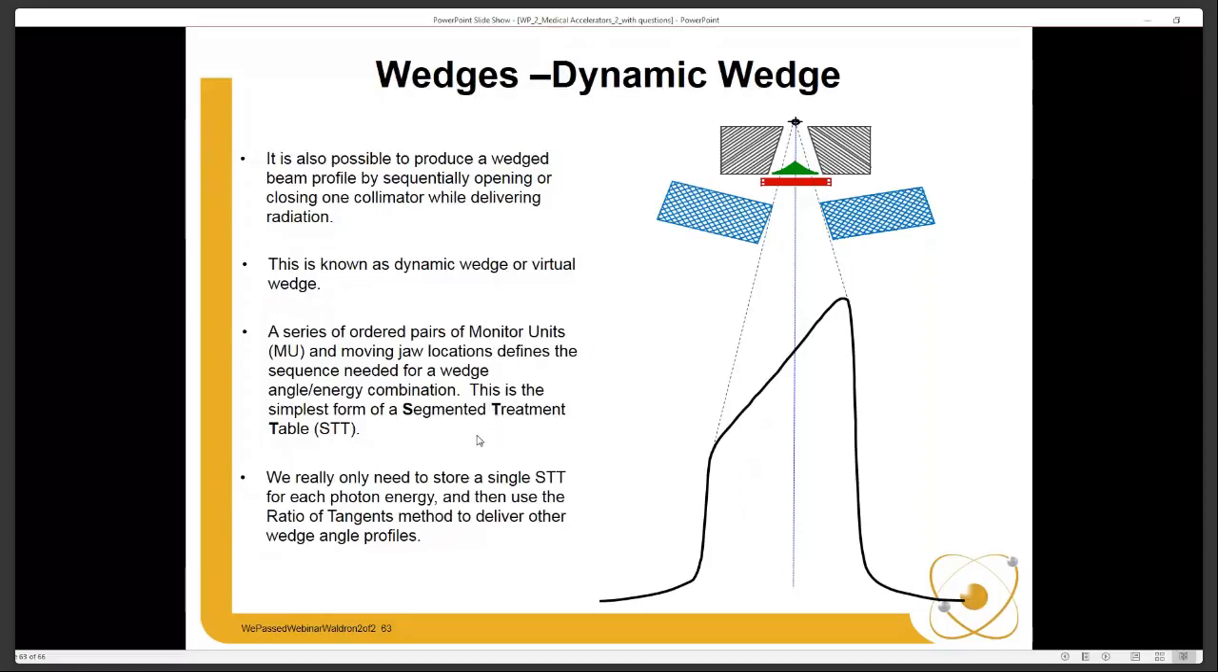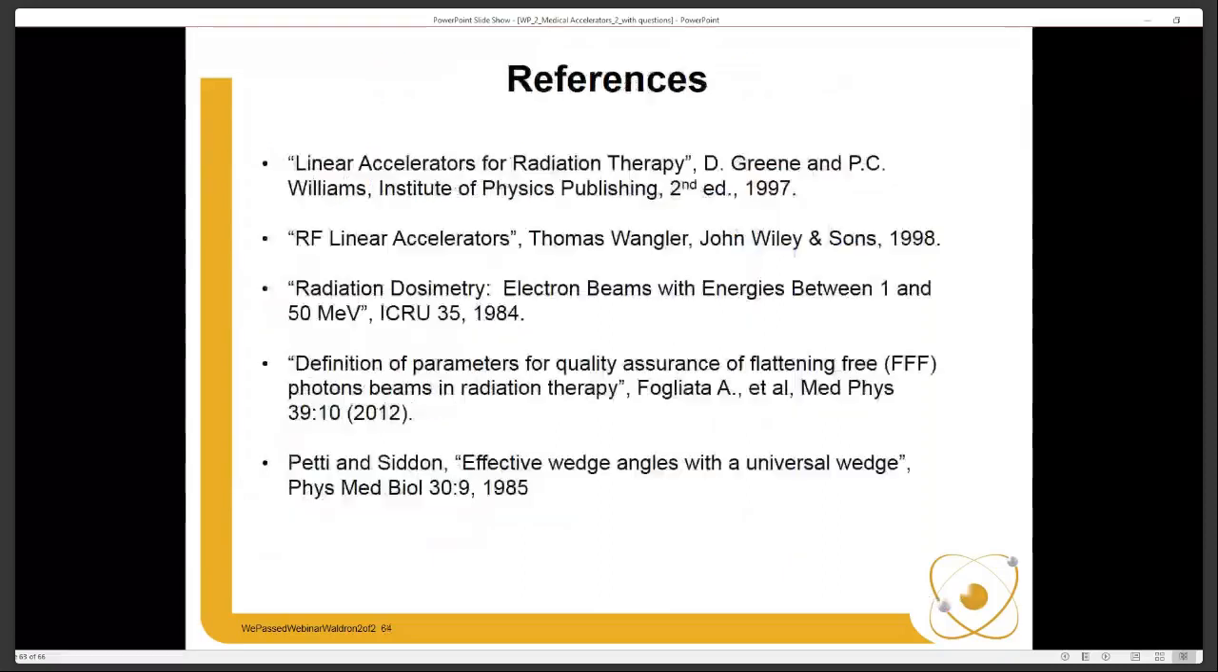Recalling our last slide, though, for a dynamic wedge, we really only need to store a single STT wedge table for each photon energy, and then use the ratio of tangents method to deliver other wedge angle profiles by weighting open and wedged beams. So what I would do is I would simply deliver more beam with the jaws fully open in order to reduce this wedge angle to something, say, 30 degrees or 15 degrees. So that's the three kinds of wedges.